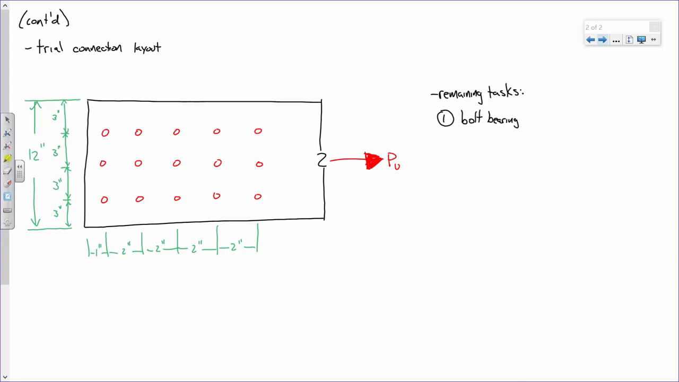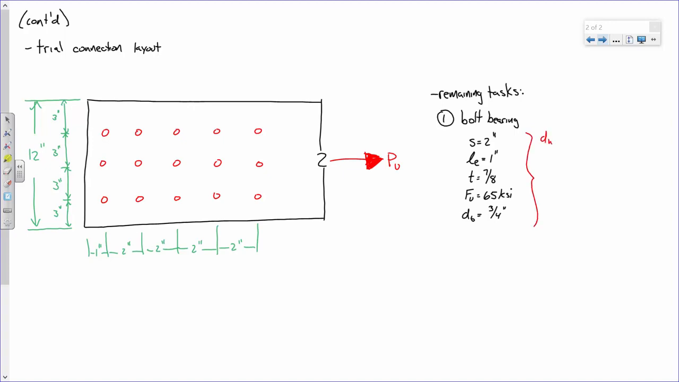Now, in order to do that, I can help you out with that a little bit, because we know that the bolt spacing is 2 inches. We know that the edge distance is 1 inch. We know that the thickness is 7/8. We know that the FU is 65 KSI, and we know that the bolt diameter is 3/4 of an inch. So that's pretty easy. What do we do from here?